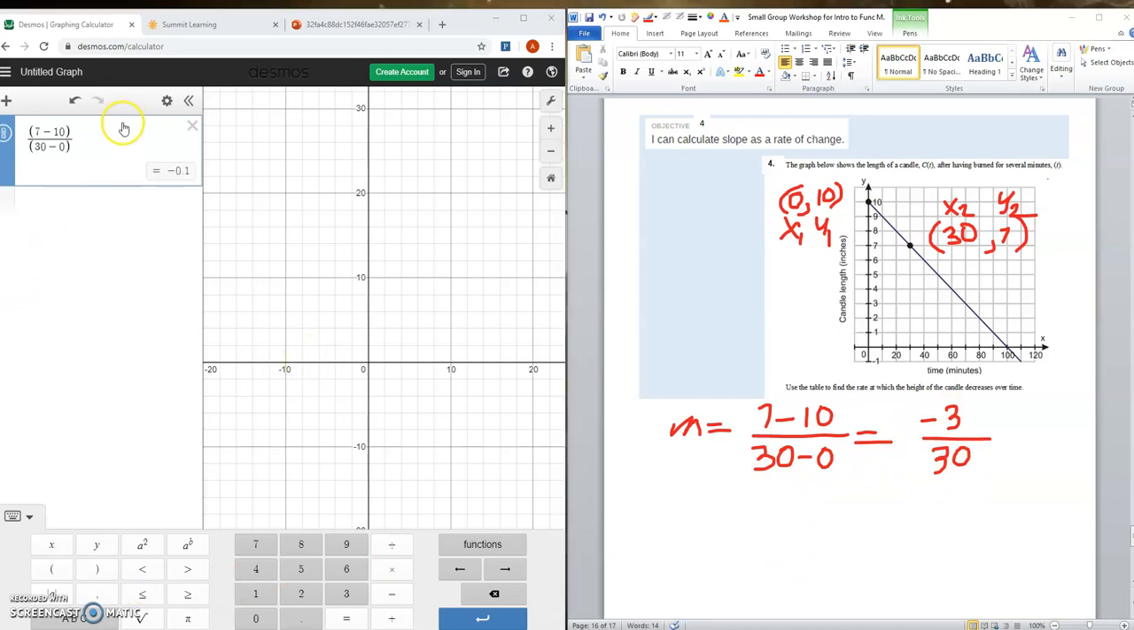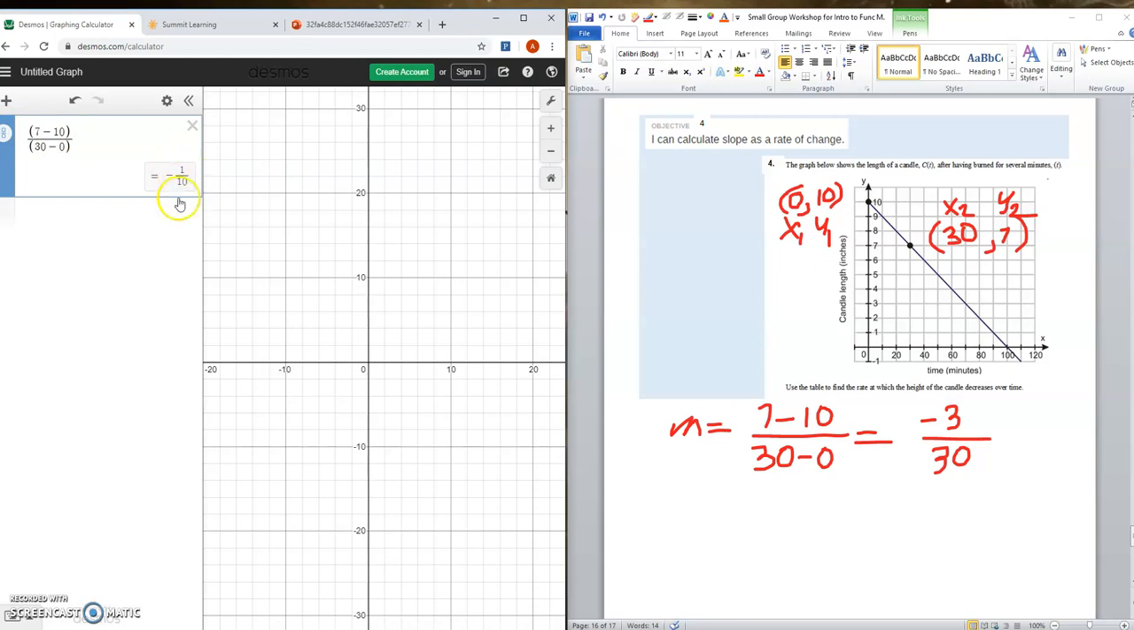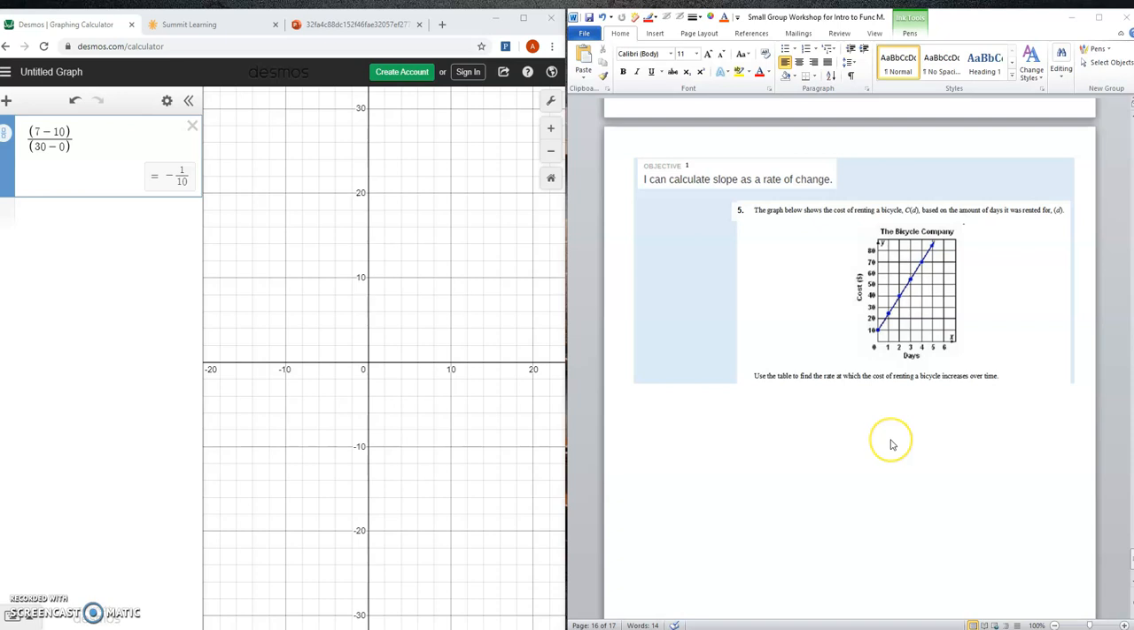Using the technology and Desmos on this one, I plugged it in, it gave me a decimal, but look here on the side, it has a function to where when you click it, it's going to be a simplified version of your fraction. And that is negative 1 out of 10 inches per minute.